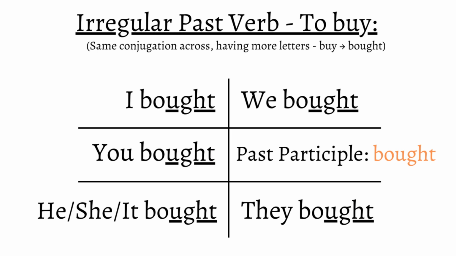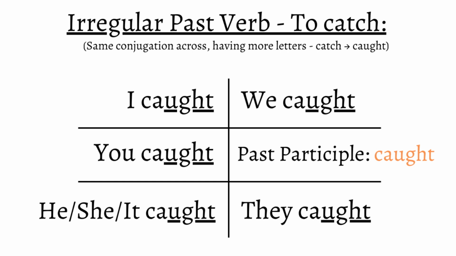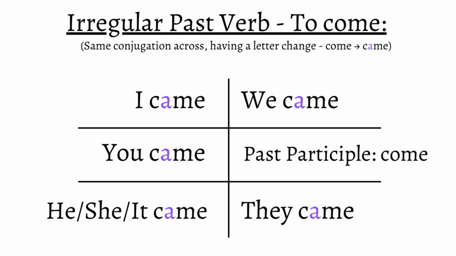Another useful verb is to buy. In the past simple, it's bought. In this case, we add new letters to the irregular conjugation so that the verb sounds and looks better. Plus, the past participle is the same, bought. Another verb is to catch. In the past simple, it's caught. This pattern is similar to the previous verb, and its past participle is also the same, caught. Then, we have to come. In the past simple, it's came. We have a letter change, but interestingly, its past participle is the same as the infinitive, come.